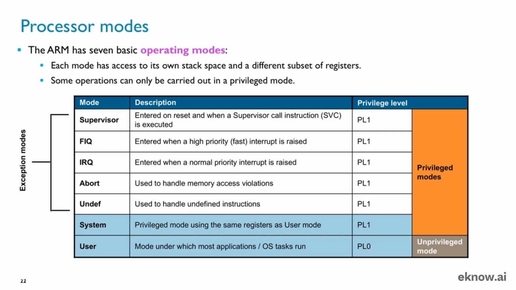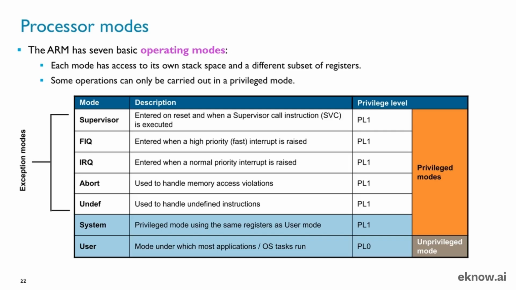At the bottom of the table, we have user mode. This is the unprivileged mode, designated as PL0 or privilege level 0. This is where almost all of your applications and operating system tasks will run. Code running in user mode has restricted access to memory and system resources, which prevents a buggy or malicious application from crashing the entire operating system.